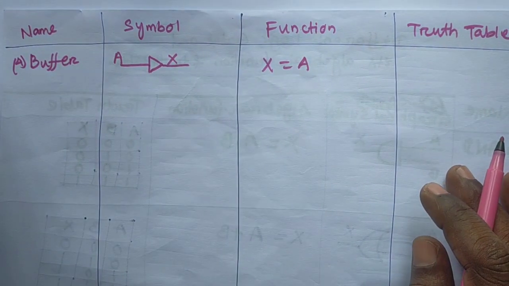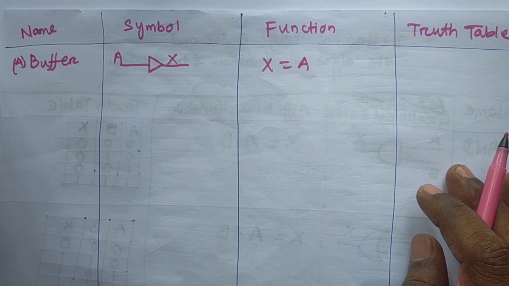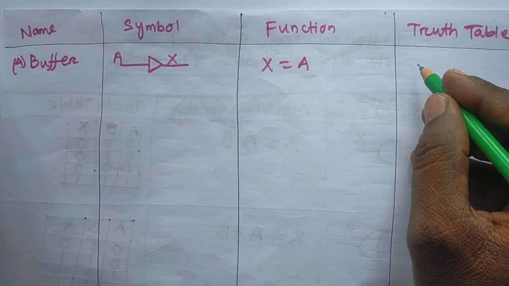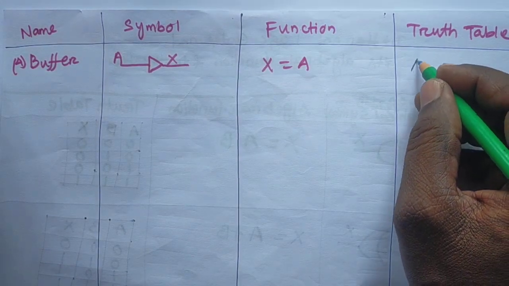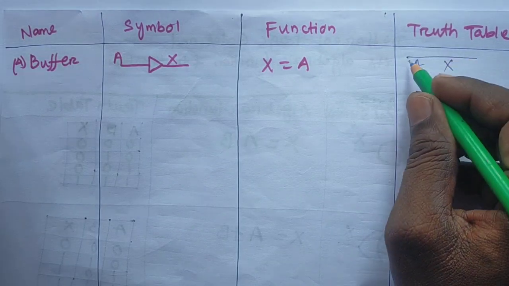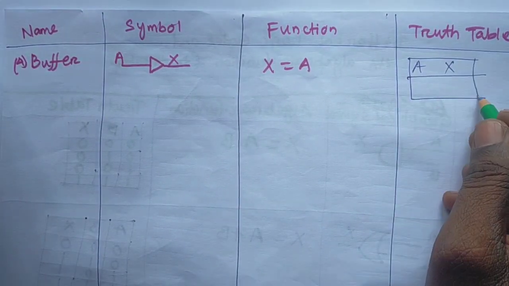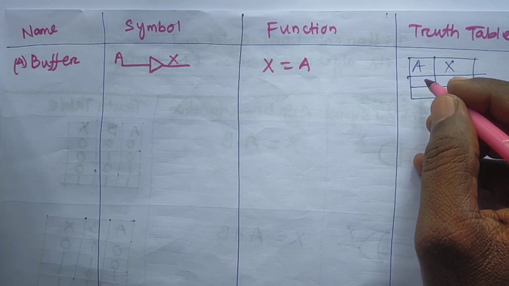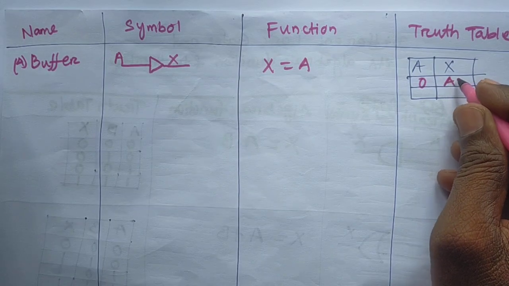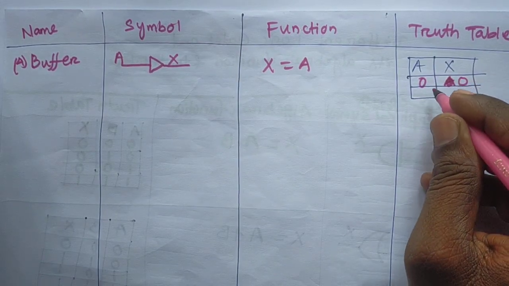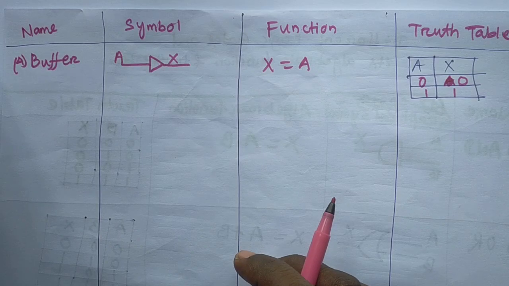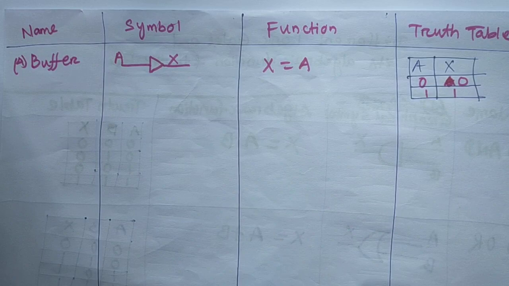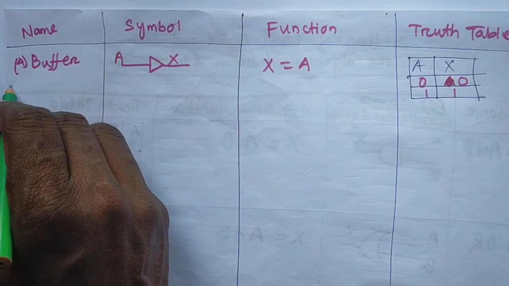Next, the simple truth table we also define in a very simple way. One column is A, another is X. Whatever data we give to A, if it is 0, X will be 0. If it is 1, it is 1. We get the same data, because the data passes directly, there is no obstacle. So this is the buffer.